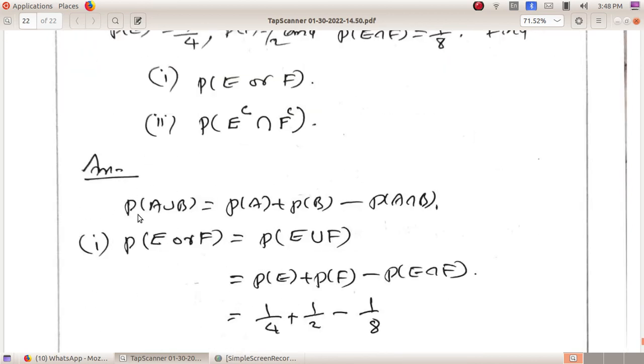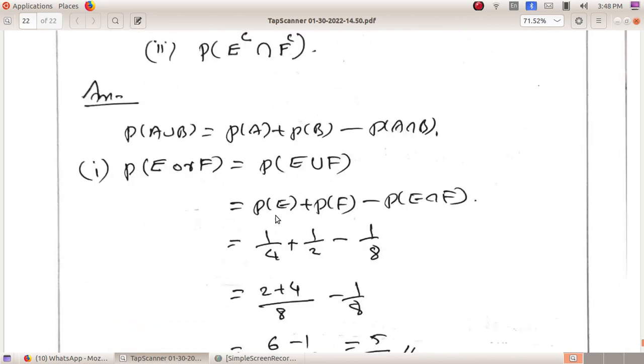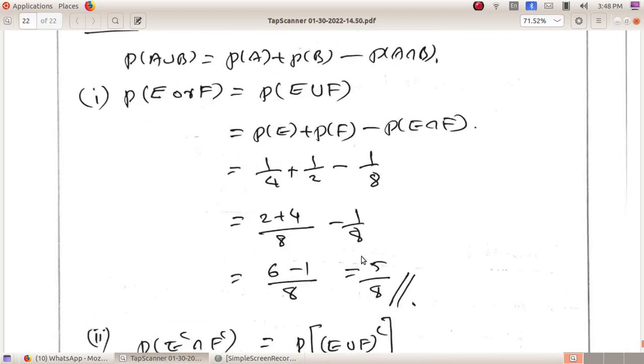We know the probability formula. P of A union B is equal to P of A plus P of B minus P of A intersection B. Then E or F means E union F. Then P of E plus P of F minus P of E intersection F. Then substitute. P of E is 1 by 4. P of F is 1 by 2. This one is 1 by 8. By cross multiplication, you get the answer 5 by 8.